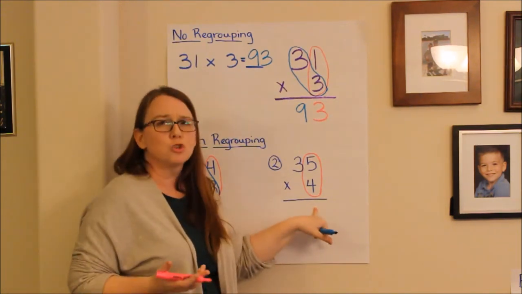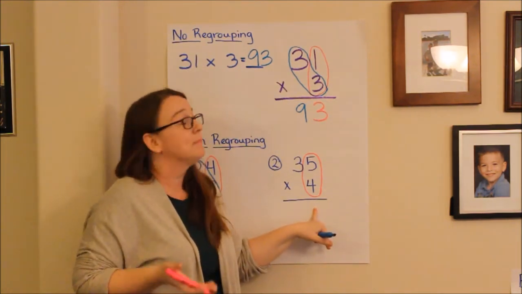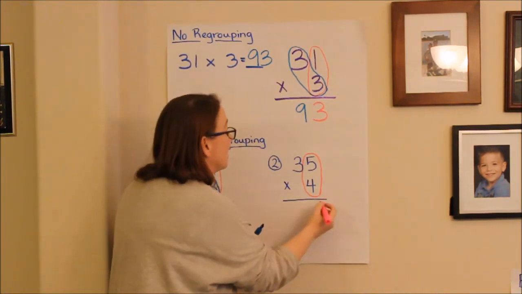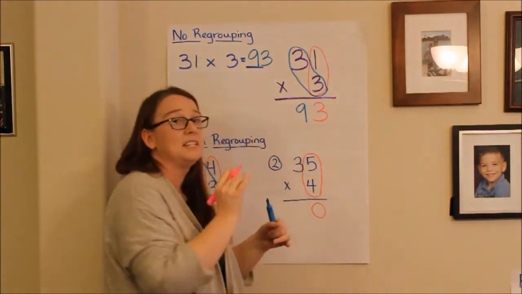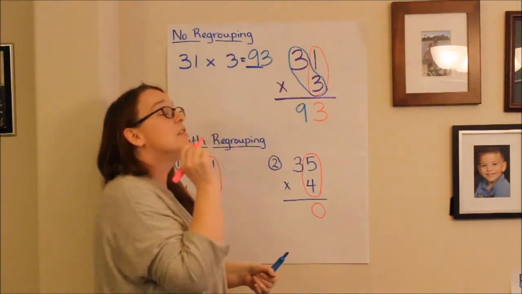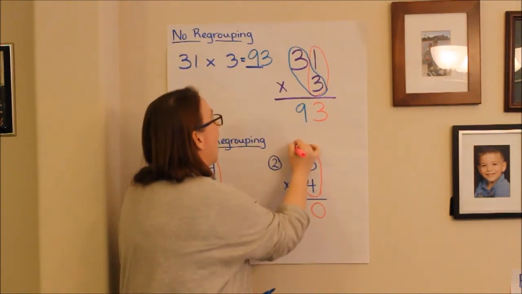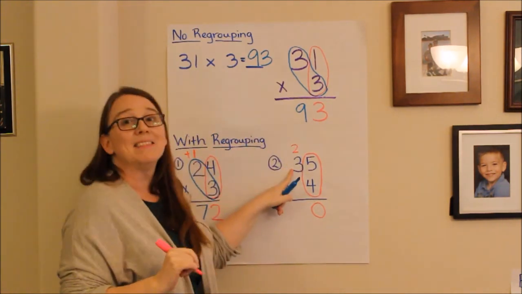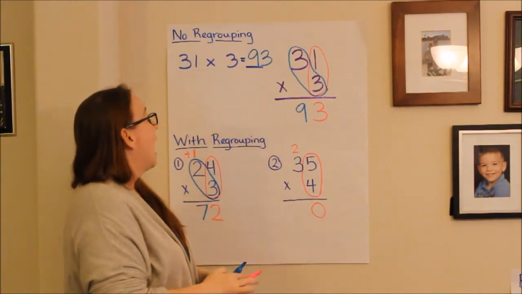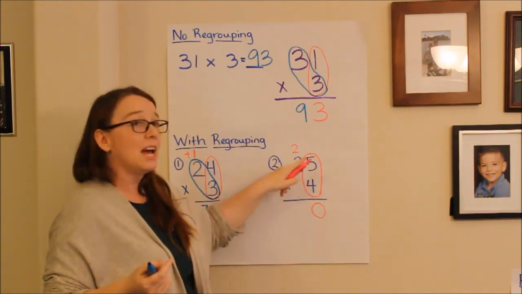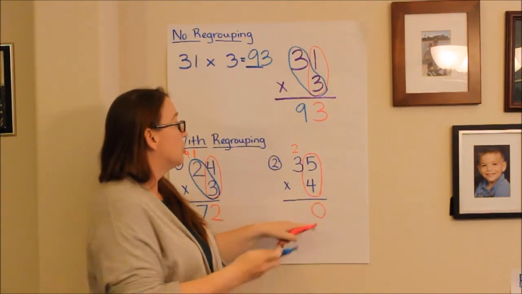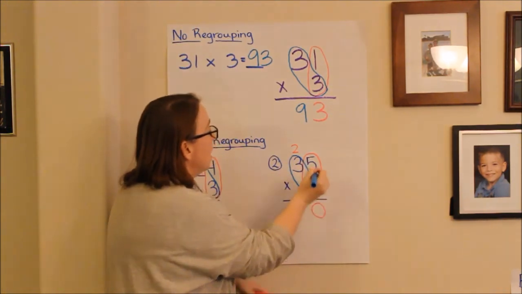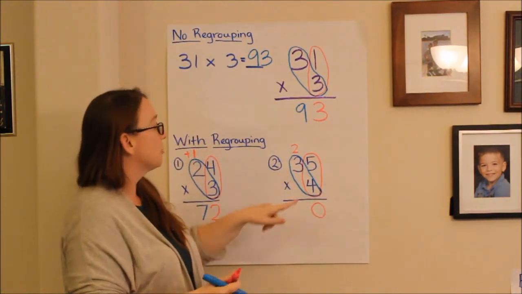But can I fit 20 ones in the ones place? No, I can't. So I am going to write the 0 in 20 in the ones place. And the 2 in 20, I am going to regroup and write in the tens place. After I'm done multiplying 4 times 5, now I'm going to multiply by the tens place. I'm going to multiply 4 times 3.